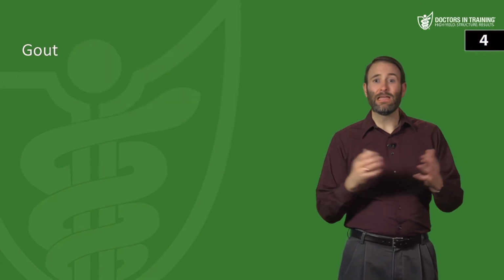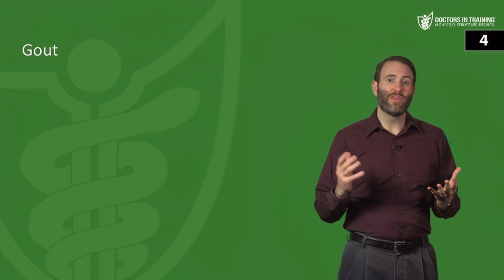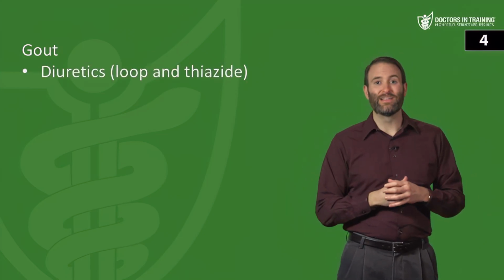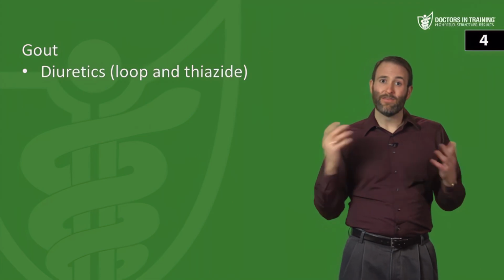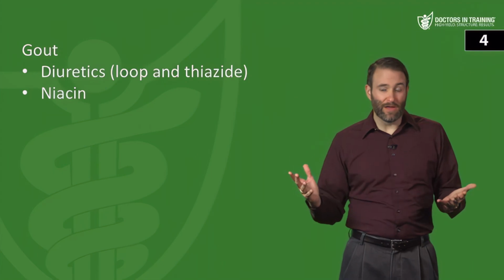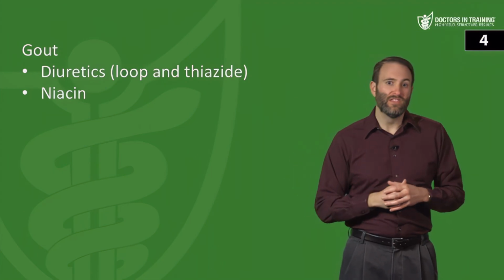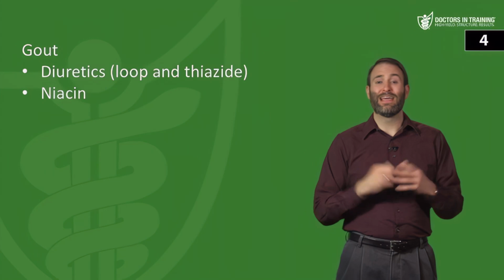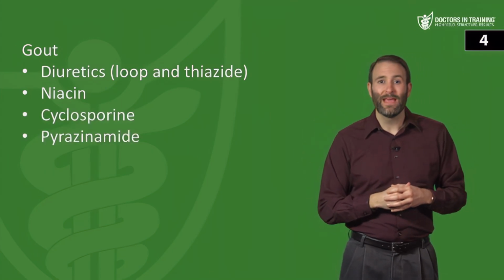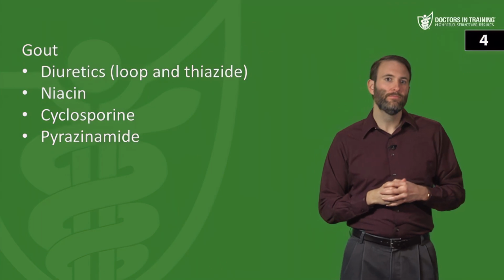So, well, he's likely got gout, so you need to remember that the diuretics like loop and even thiazide diuretics can exacerbate gout. The one you may not have thought of for this patient is niacin. Maybe he has some low HDL, he might be taking niacin for that. It doesn't just cause flushing, it can actually worsen gout as well. Other drugs include cyclosporine and pyrazinamide.